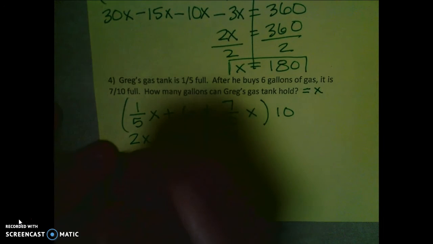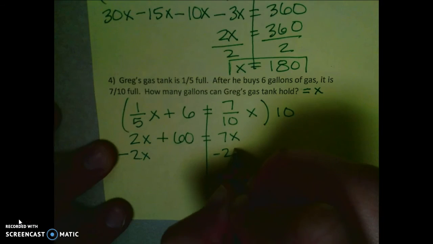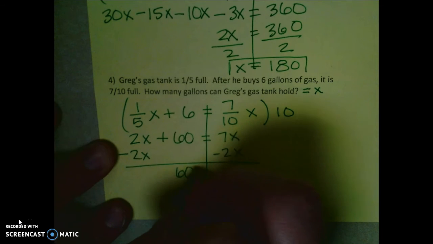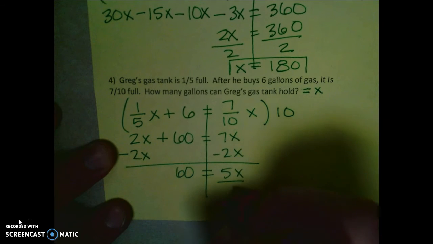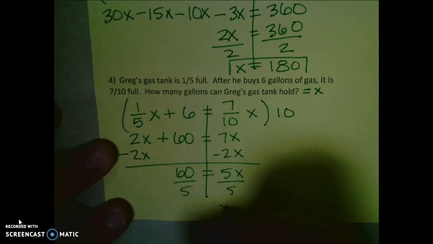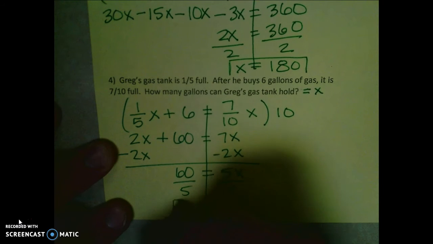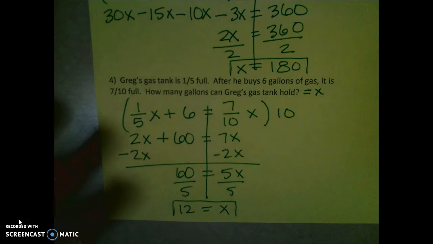Now I'm just doing train track, so I'm going to get 2X taken away on both sides, so 60 equals 5X, and then divide by 5, so X is 12. So he has a 12-gallon tank.